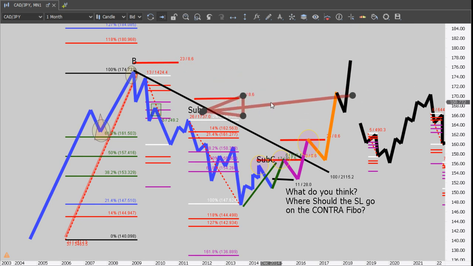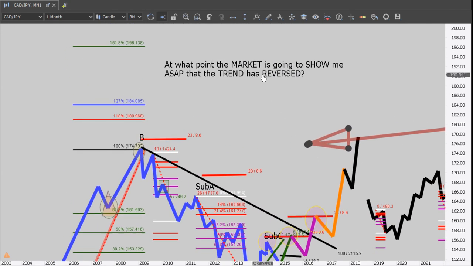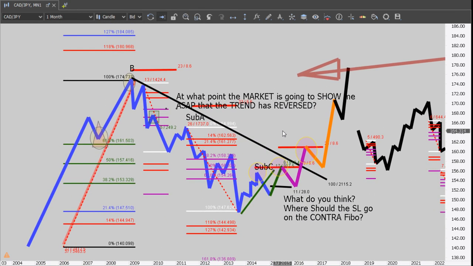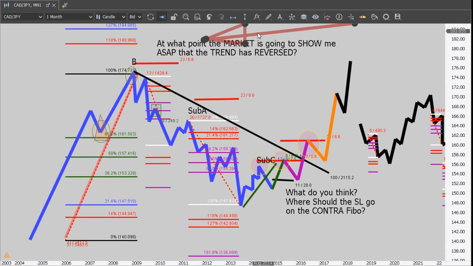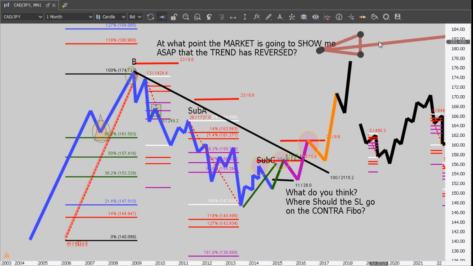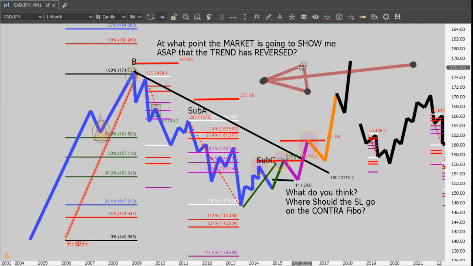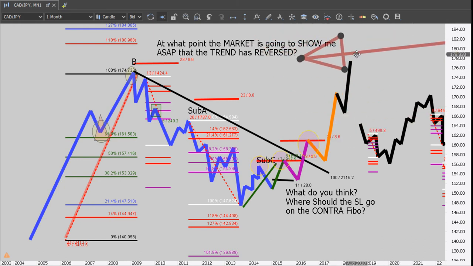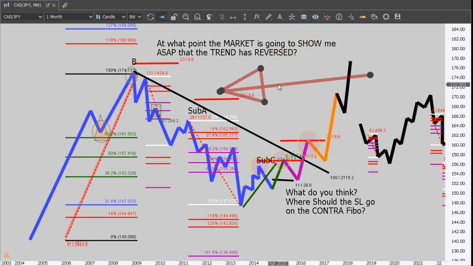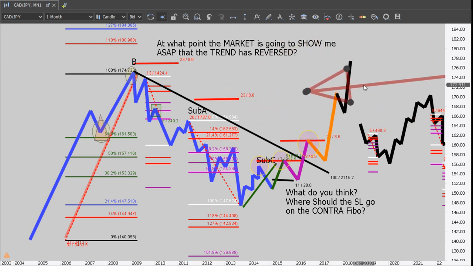I'm just trying to explain to you everybody how to think and what is the question of a professional trader. Professional traders always ask this question: at what point is the market going to show me as soon as possible that the trend has reversed, or that my trade is wrong, or that my trade is positioned in the wrong direction? And this is where they adjust the risk, they move the stop loss, you know.